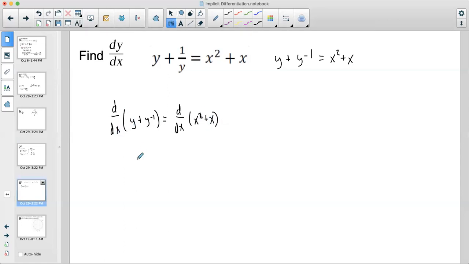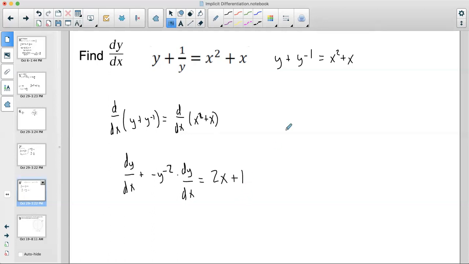The derivative with respect to x of y is dy/dx. The derivative of this one, I got to use the rule here, which is negative 1 y to the negative 2. Negative y to the negative 2. And then because this does not match that, I got to multiply by the derivative. Another dy/dx appears. And now the derivative with respect to x of x squared is 2x. No chain rule or implicit needed because this is an x. And then the derivative with respect to x of x is 1, so I get a plus 1.